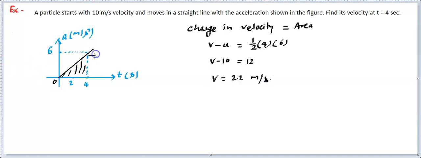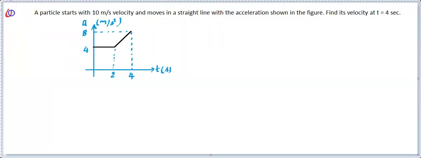So if this is a variable acceleration, we can easily handle it by using this formula: change in velocity is equal to area under the graph. So here is a question, very similar to the one we just finished, and you need to solve this. You still need to find the same thing, that means velocity at t equal to 4 seconds. But the graph is different, so look at this graph, solve it and find the answer, and comment in the comment section below.